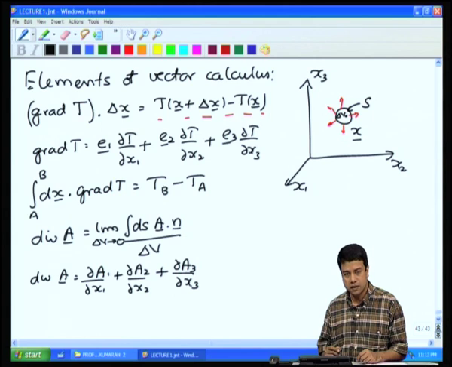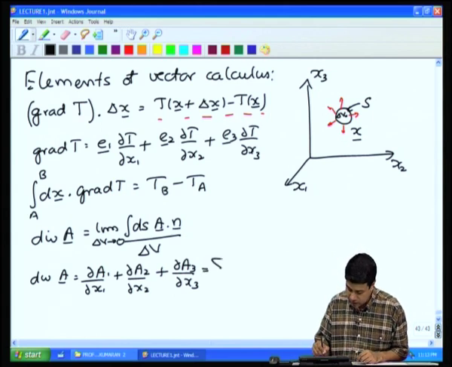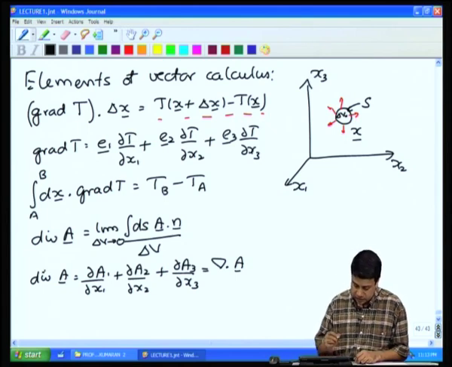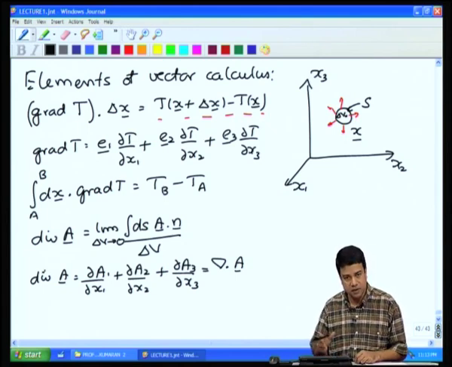This can also be written as del dotted with A, where the del operator of course is E1 d by dx1 plus E2 d by dx2 plus E3 d by dx3. So, there is a definition of divergence. Once again it is a derivative, it contains partial derivatives of components of A with respect to the different coordinates.